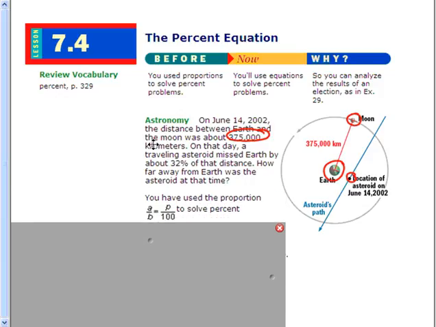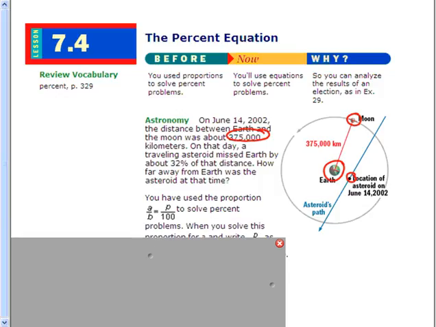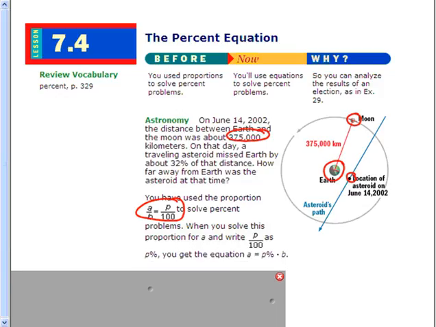We have used the proportion A over B equals P over 100 to solve percent problems. When we solve this proportion for A, that sounds kind of strange, but they're talking about solving this proportion for A, and write P over 100 as P percent, you get the equation A equals P percent times B. Let's see how they did that.